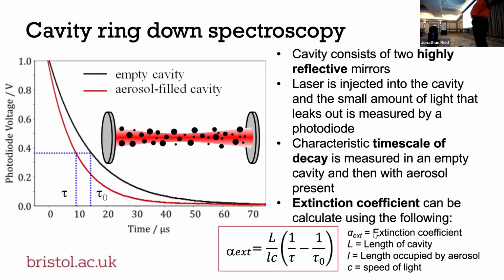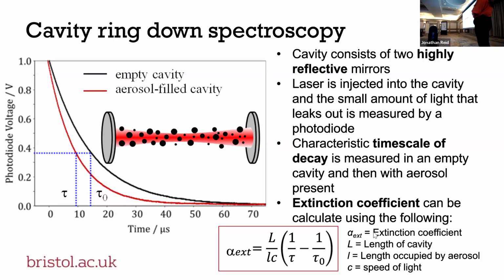We first of all do this with no aerosol present in the cavity. That gives us tau naught. And then we do the same thing with our aerosol present. And because you've got aerosols that are going to absorb light, you then have a lower timescale of decay, tau.